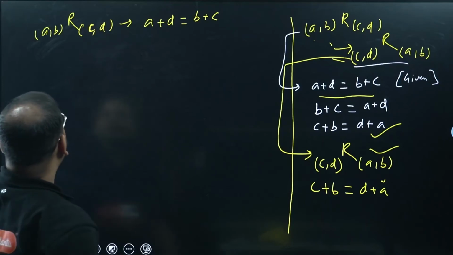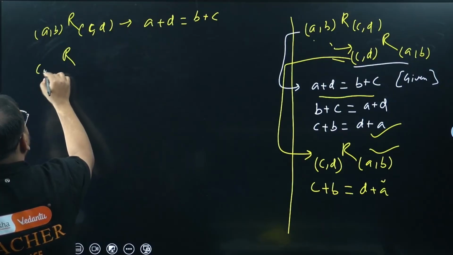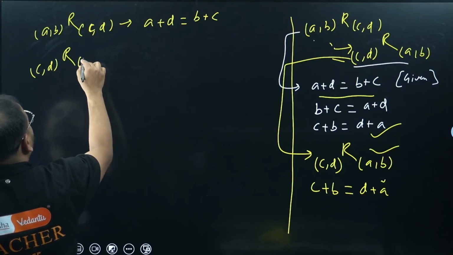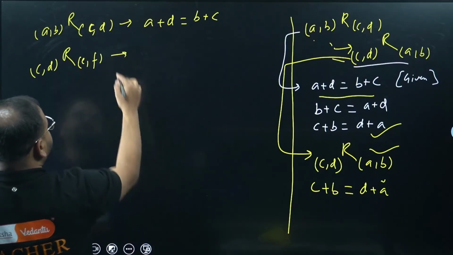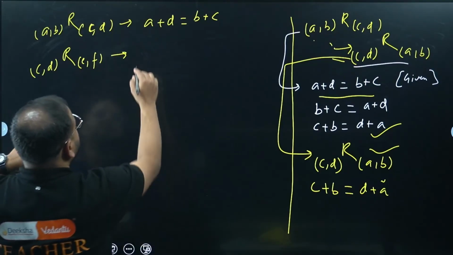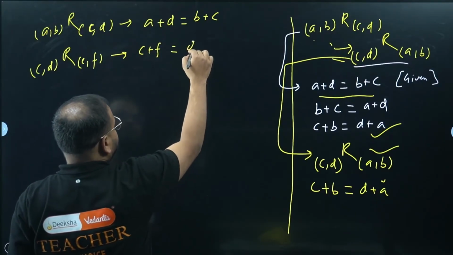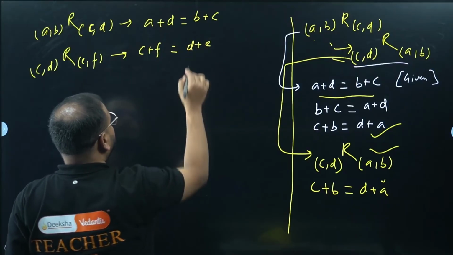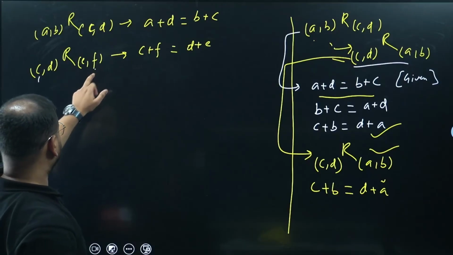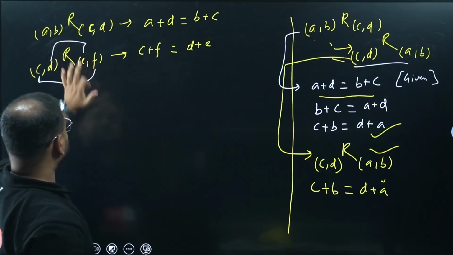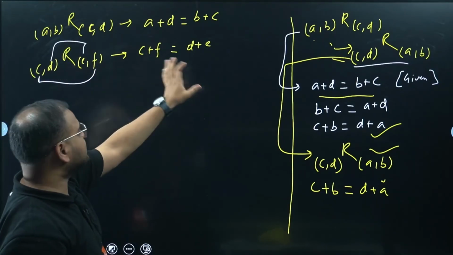Okay. So then the second has to be coming: C, comma D and E, comma F. How will I write this? So outer sum C plus F is equal to D plus E. I hope you can see that now. Correct? Sum of the outer two elements and sum of the inner two elements. C plus F equals D plus E.